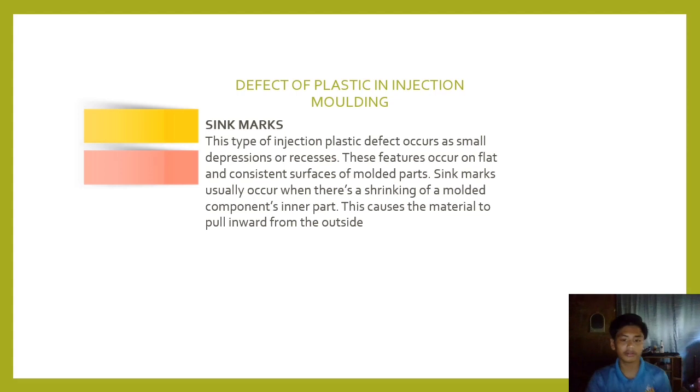Defects of plastic injection molding. Sink mark. This type of injection plastic defect occurs as small depressions or recesses. These features occur on flat and consistent surfaces of molded parts. Sink marks usually occur when there is shrinking of molded components in a part. This causes the material to pull inward from the outside.